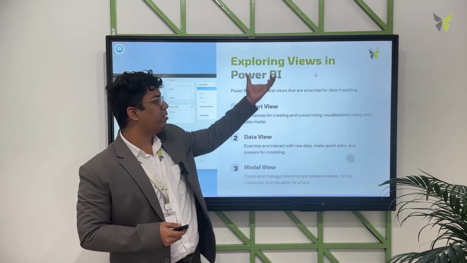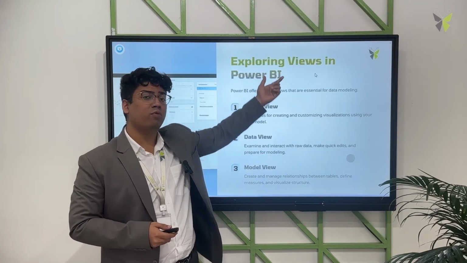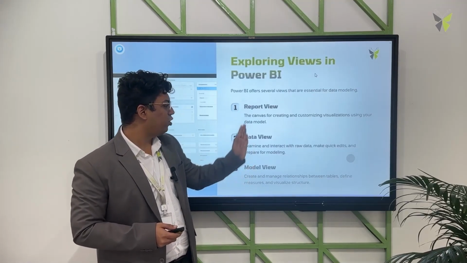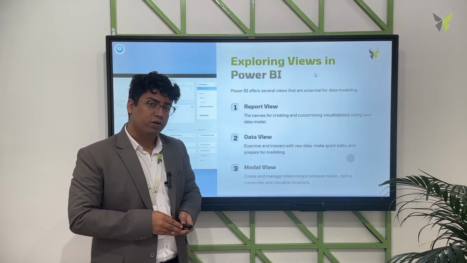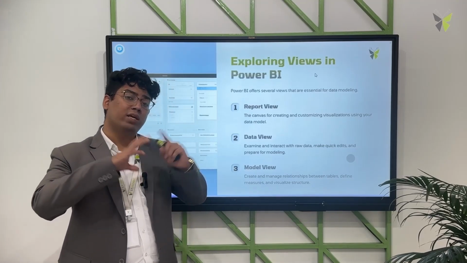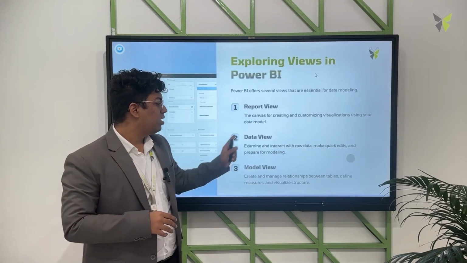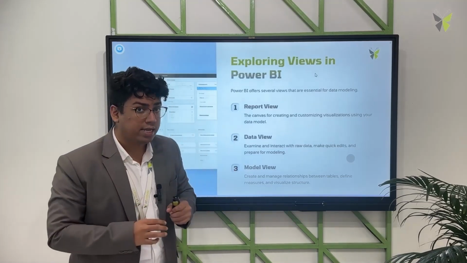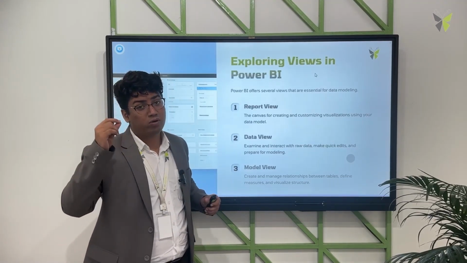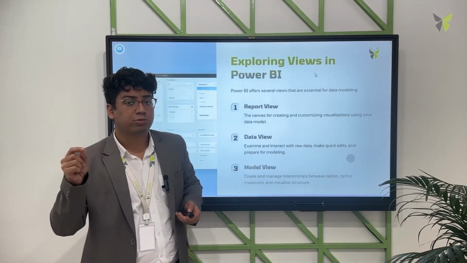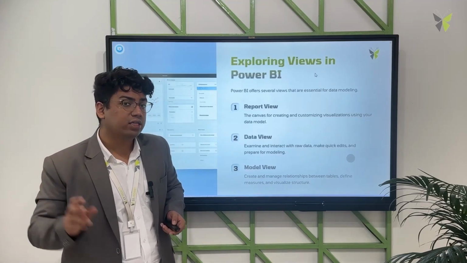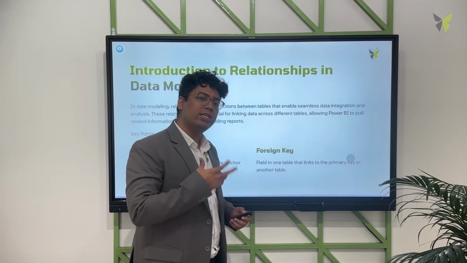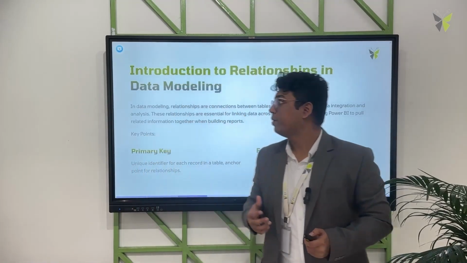Before trying to understand modeling, we'll try to understand what views are in Power BI. There are basically three types of views: report view, data view, and model view. The first one is the report view, where you will be creating your dashboards and reports. The second one is the data view, where you get a snapshot of what your data looks like. The third is the model view, where you will understand the different relationships that the tables have among each other. Why? Because they want to share information. We'll try to understand the relationships that are there in Power BI, right?